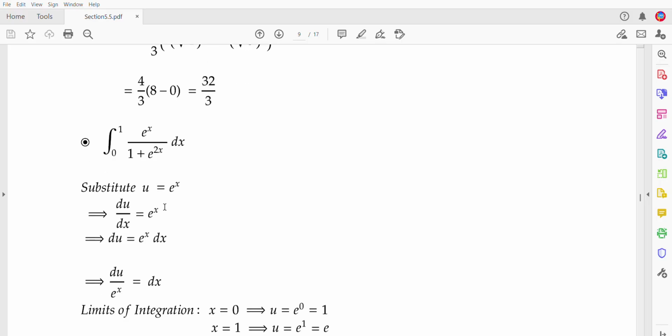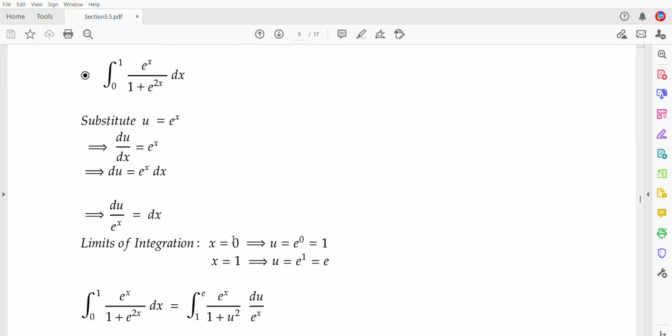That's the top. So du equals e to the x dx, or dx equals du over e to the x. Now let's worry about the limits of integration. When x is 0, u is e to the 0, that's 1, right? All we are doing is substituting in the expression for u. When x is 1, u is e to the 1, that is simply e. So the limits of integration have changed.